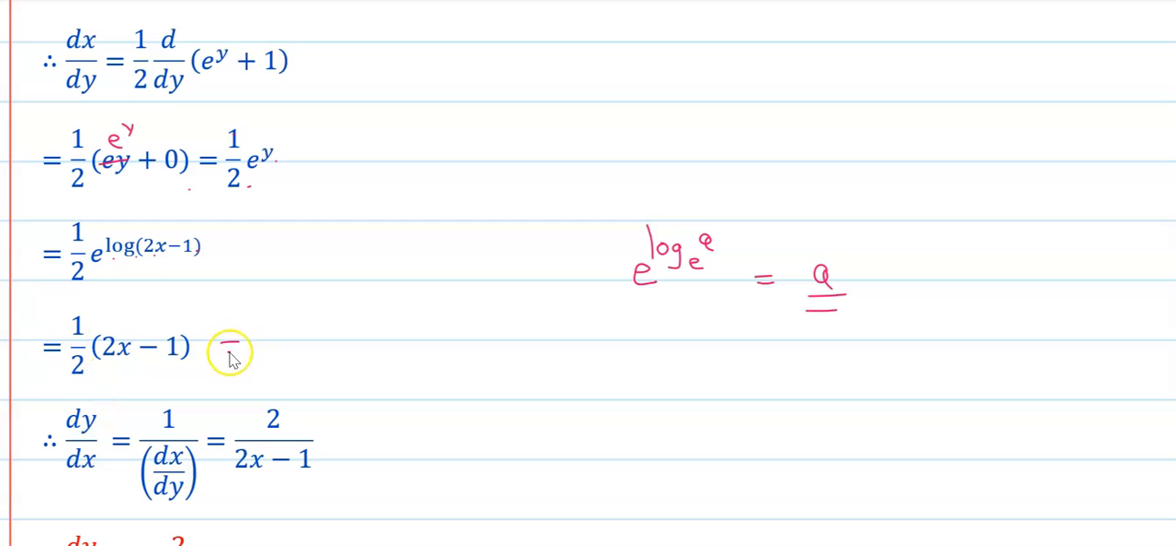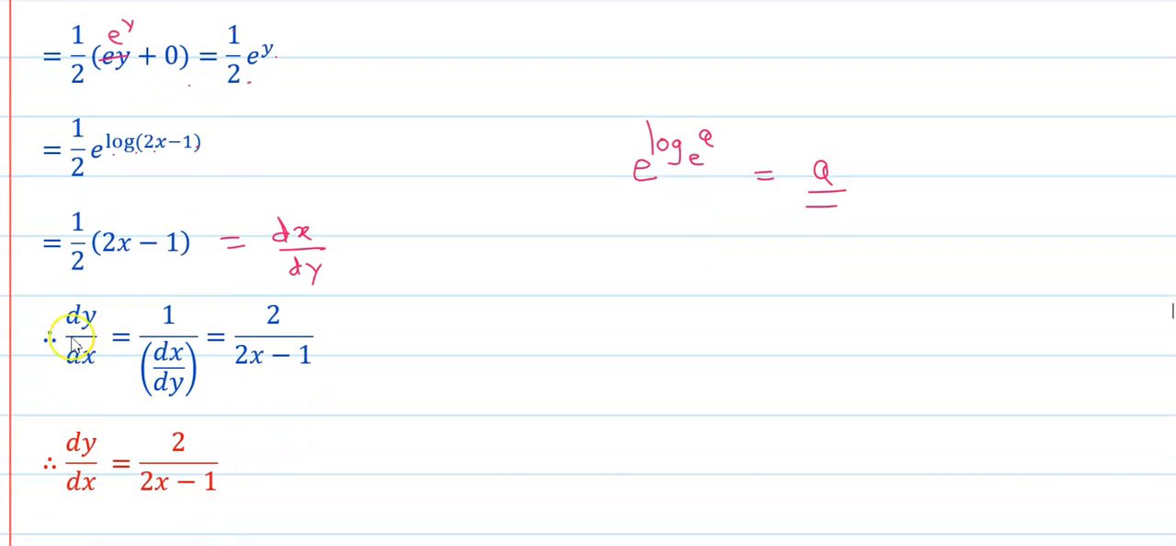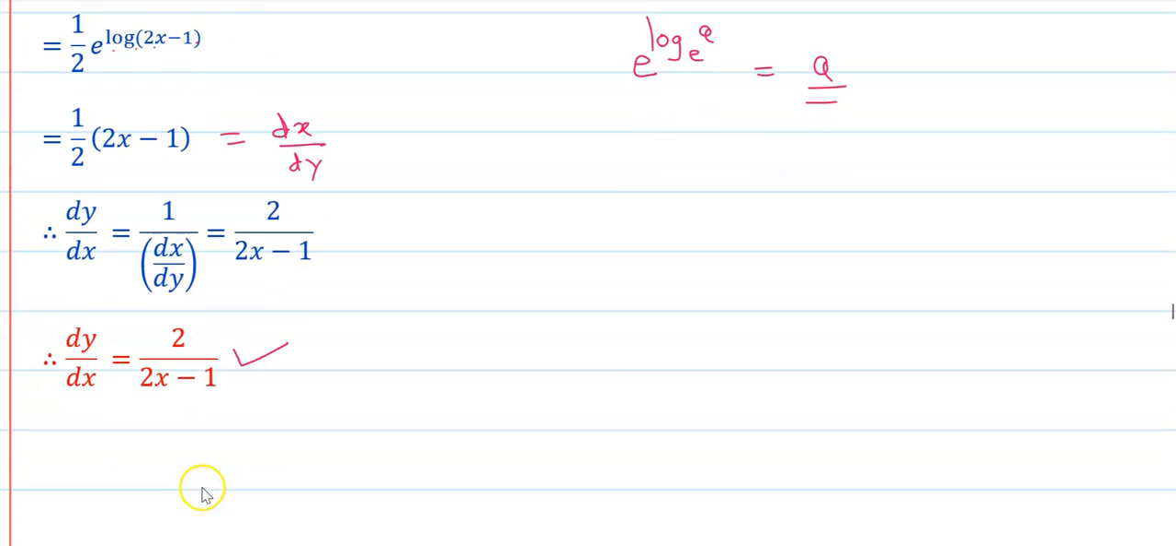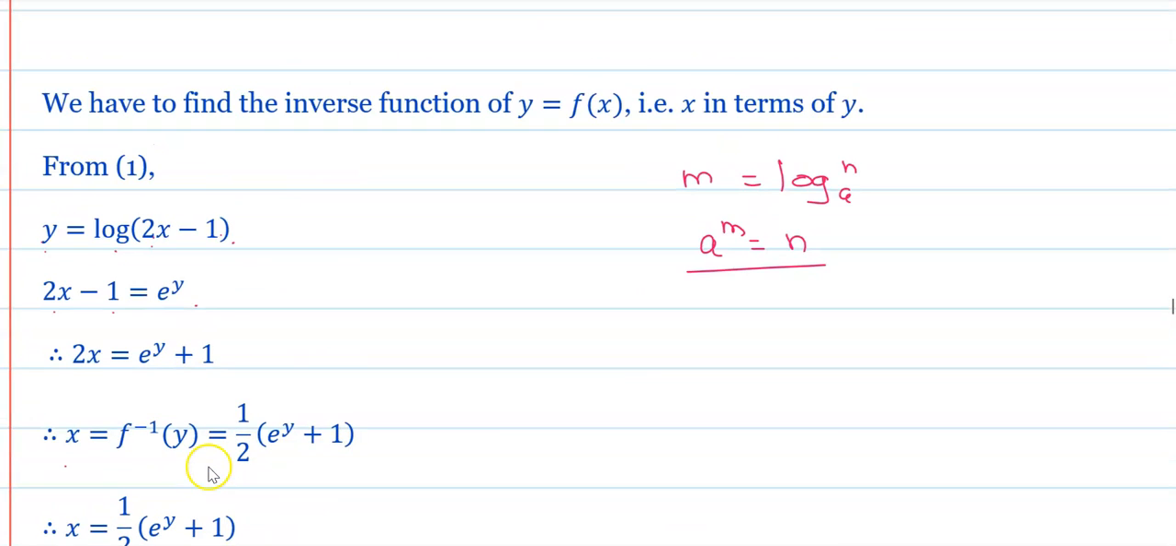And hence again, this is dx upon dy, and hence dy by dx is equal to 1 upon dx upon dy. Put the value here of dx upon dy, that is 2x minus 1 upon 2, multiplied by the reciprocal. It will become 2 upon 2x minus 1, and hence dy by dx is equal to 2 upon 2x minus 1. Okay, you can see this again.